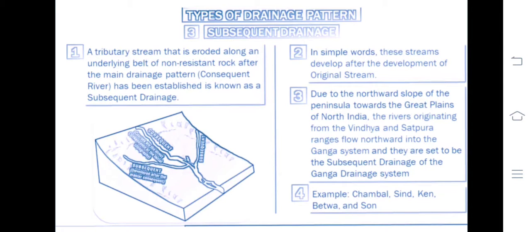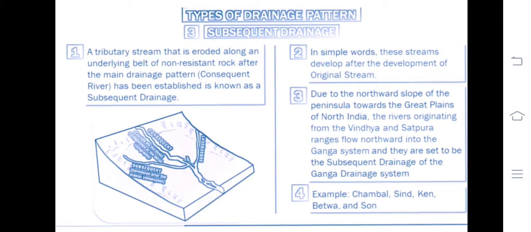Because we have the Ganga river system, and because there is a tilt towards the north direction, some of the river systems from Peninsular India go there and meet the Ganga system, like Yamuna, like Damodar.